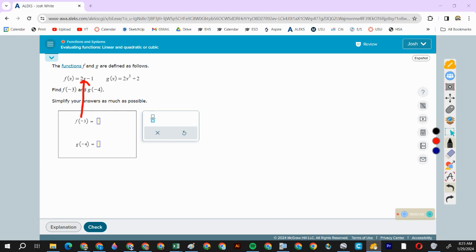2 times -3 is -6. Minus 1 is -7. And g of -4, -4 cubed is -64. Times 2 is -128. So -128 plus 2 would be -126.